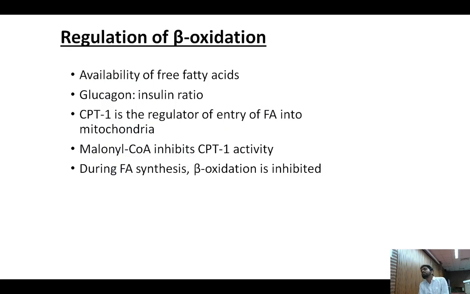So regulation of beta oxidation. It depends on availability, right? If more and more free fatty acids are available, more and more free fatty acids will enter the cytosol, that will get activated, and ultimately it will reach mitochondria and more beta oxidation will happen, right? Glucagon to insulin ratio. If you remember my last class, I had told that insulin promotes fatty acid synthesis. So it means what?